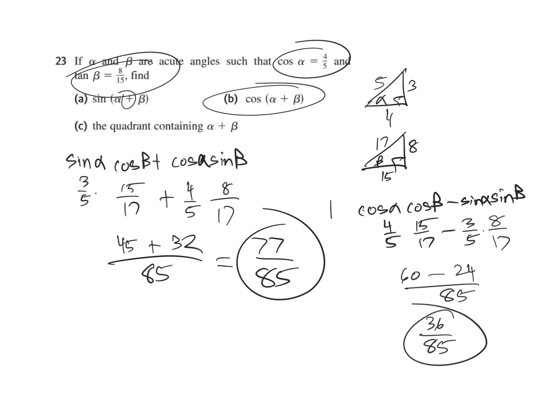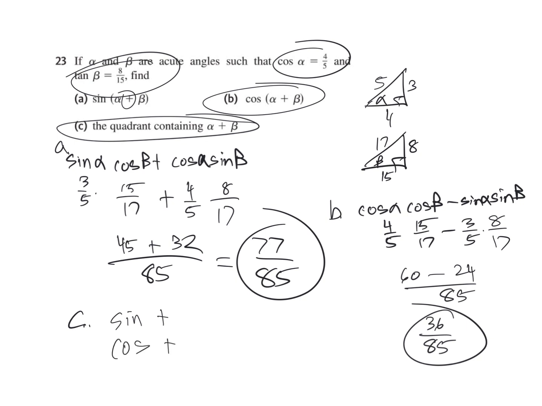And then part C, so that was B. So part C, the quadrant containing alpha plus beta. Okay, so our hints are in A and C. The sine of alpha plus beta is a positive answer, and the cosine of alpha plus beta is a positive answer. So what quadrant is the sine and cosine both positive? The first quadrant.